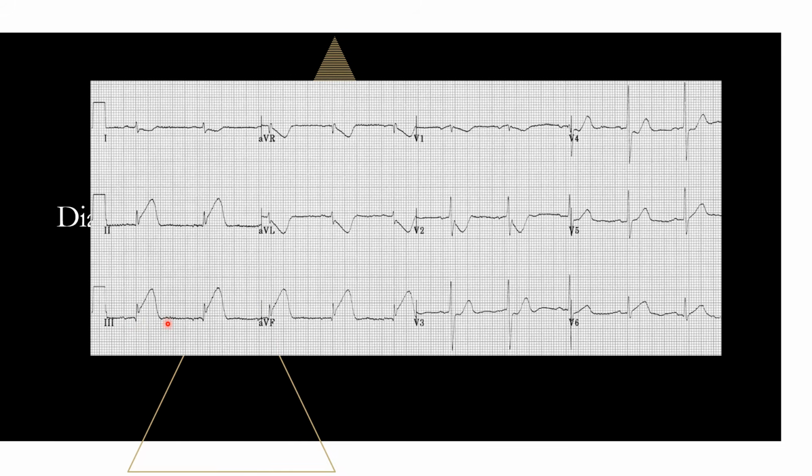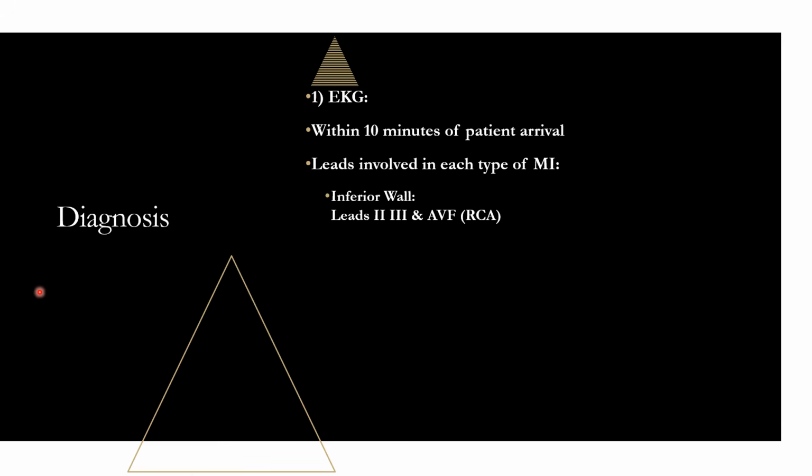You see that ST segment elevation, you see the J point there, and then boom, this big old ST segment elevation here in 2, 3, AVF. And then you can see the reciprocal depression in AVL and lead 1. So you see right here, 2, 3, and AVF, and then the reciprocal depression in 1 and AVL. So that's your inferior wall MI.